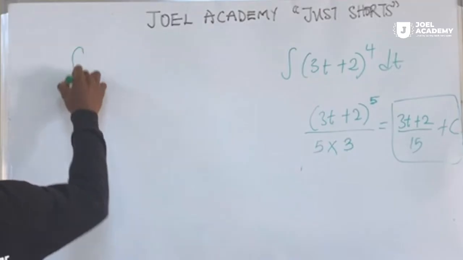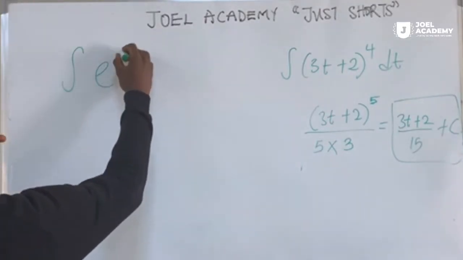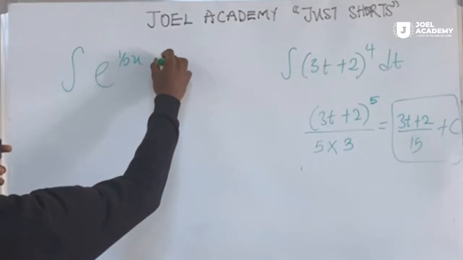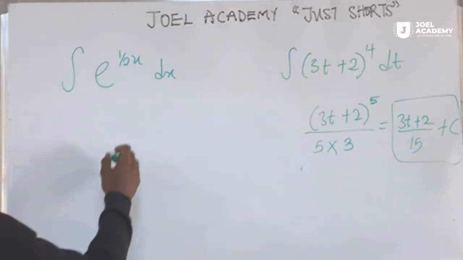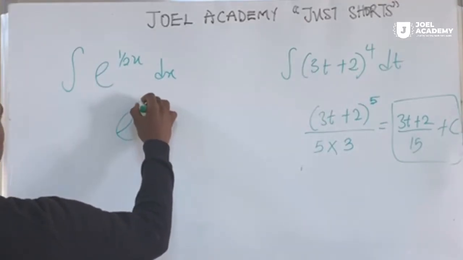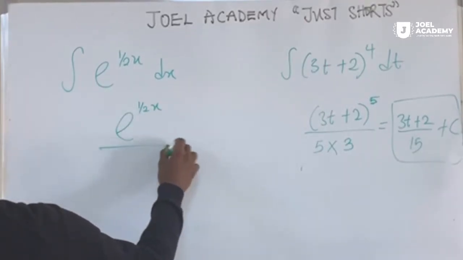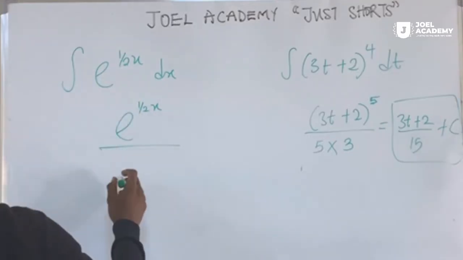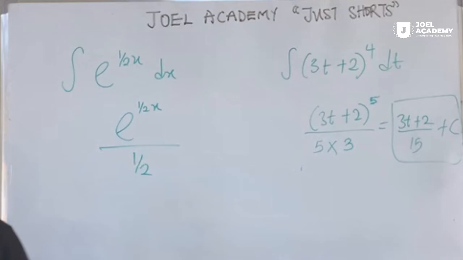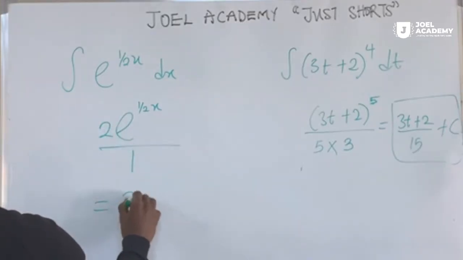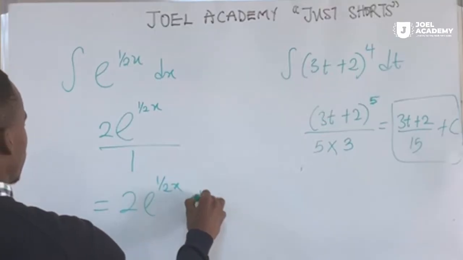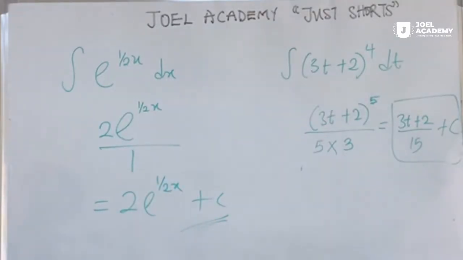We have the integral of exponential 1 over 2x dx. We're told to integrate this. I think we did something like this earlier. Put everything the same way they are, but then divide by the derivative of the power. Differentiate this, you'll have 1 over 2. But I told us that when we have something like this, we can rewrite it as 2 over 1. So it will now be 2 exponential 1 over 2x plus c.